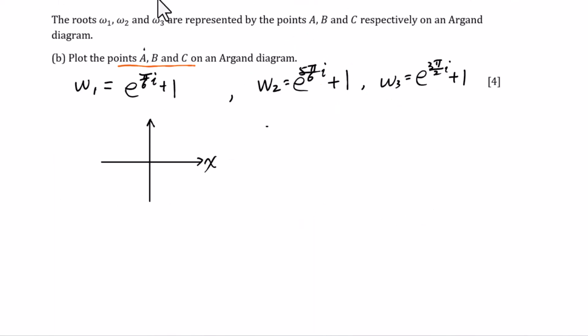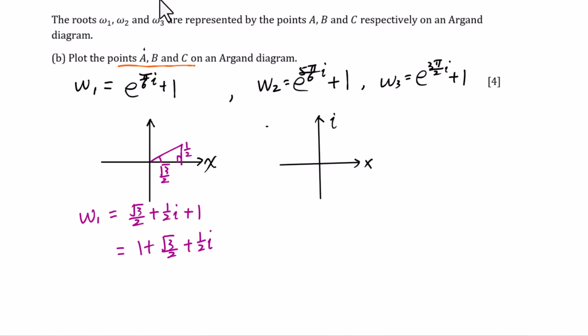For e^(iπ/6), π/6 is 30 degrees. So this reference angle is 30, closer to the x-axis. We get √3/2 and 1/2. So omega 1 = √3/2 + (1/2)i + 1, which equals 1 + √3/2 + (1/2)i.